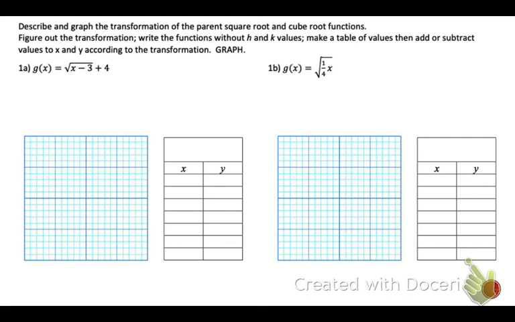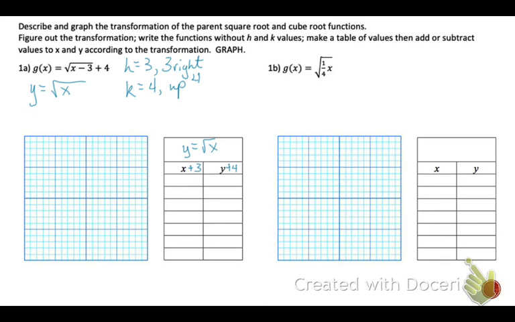All right, so in 1a we have g of x equals the square root of x minus 3, plus 4. Notice our h value is positive 3, so that's a shift 3 to the right, and our k value is 4, and that's a shift 4 up. So this function, without those h and k values, will be just y equals the square root of x. Then I'm going to do the shift just to the x and the y values. Since I'm shifting 3 to the right, I'm going to add 3 to all my x values, and then we'll add 4 eventually to my y values.